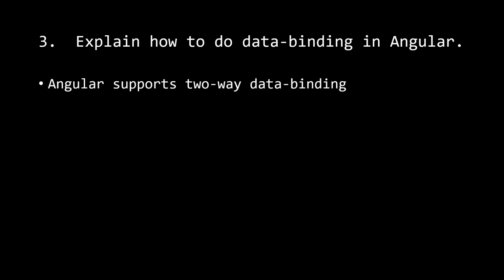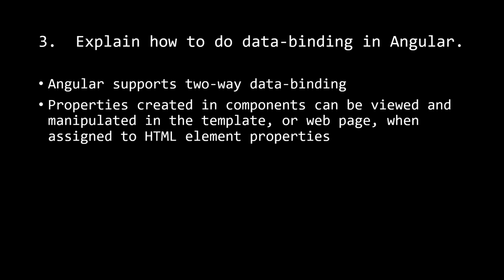Angular supports two-way data binding. That means that if you create a property inside of a component and then assign that property to the property of an HTML element, if you update the property in the component, it will also be updated in the HTML element, and vice versa.